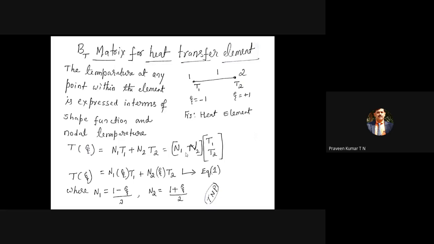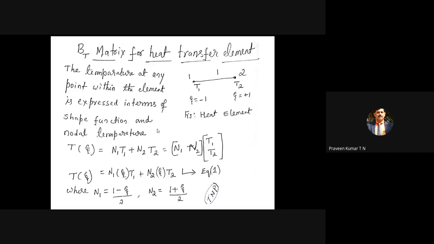The same thing we can write in matrix form or vector form. So this is the interpolation vector, N1 and N2. Instead of the displacement vector, we have the temperature vector in the case of heat transfer. Instead of having displacement vector Q1 and Q2, we have temperature vector T1 and T2. This is the interpolation vector. So now N1 is a function of xi, because we have already derived N1.